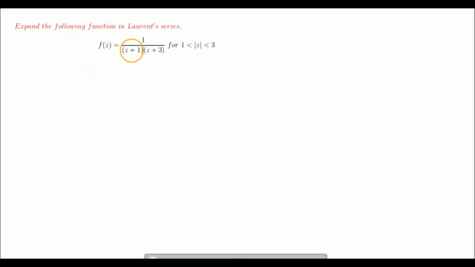Expand the following function in Laurent series. F of z is given by 1 by z minus 1 into z plus 3, for 1 less than mod z less than 3.